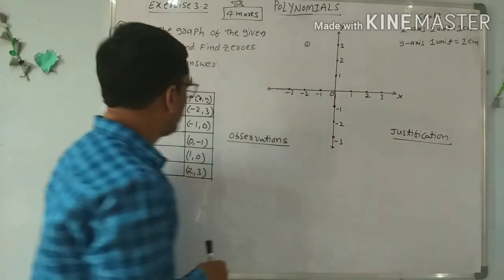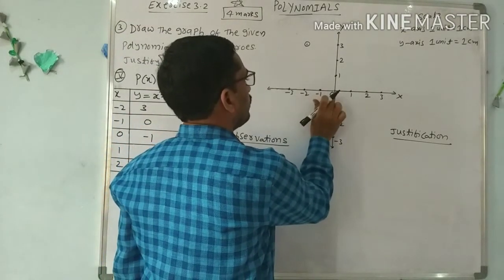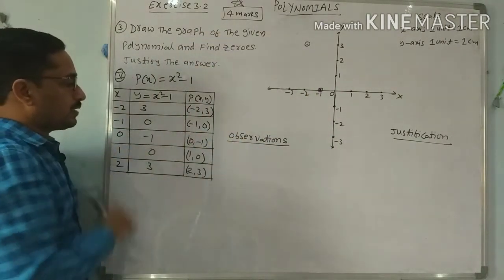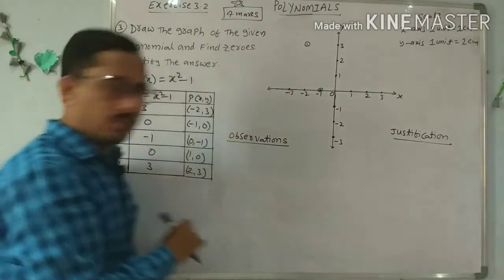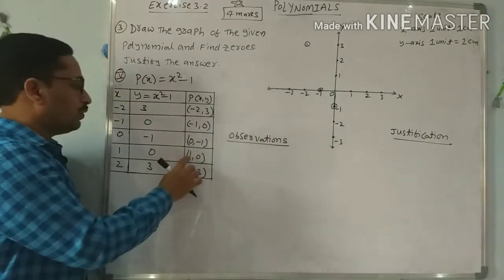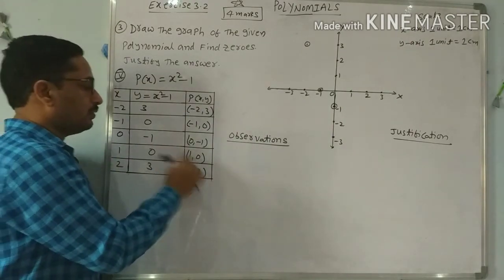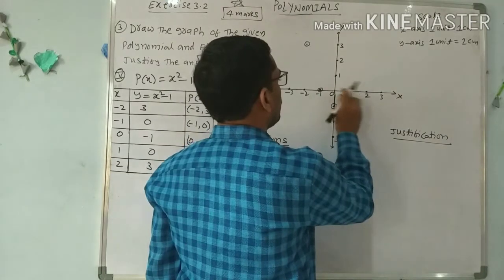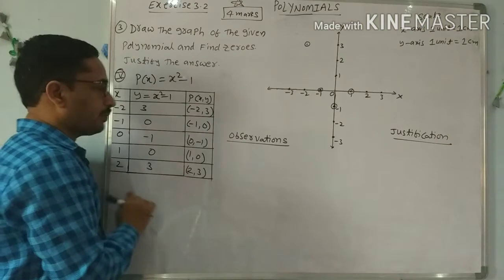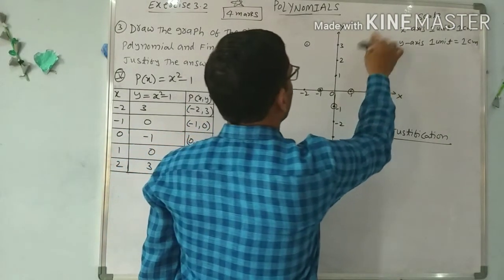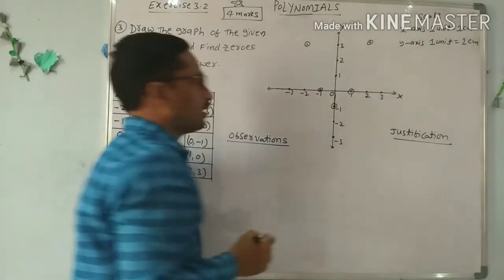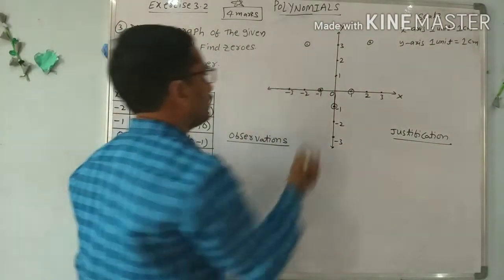Next minus 1 comma 0. X value minus 1, y value 0. So this is the second point. Next 0 comma minus 1. X value 0, y value minus 1. Next 1 comma 0. X value 1, y value 0, lies on the x-axis. Next 2 comma 3, x value 2, y value 3. So this is the last point. Now join with the free hand.